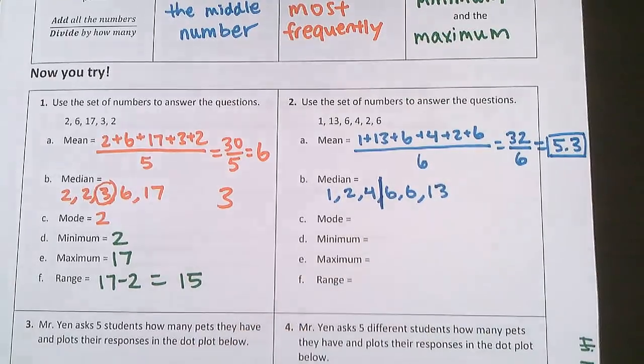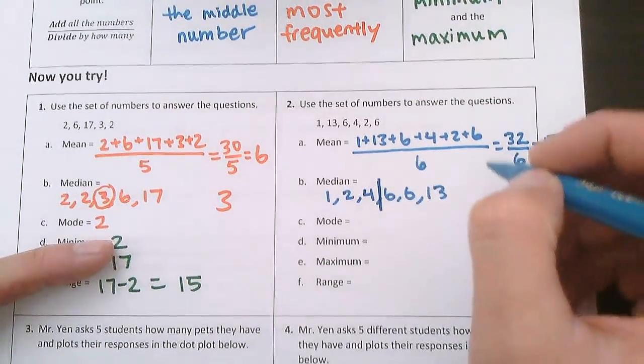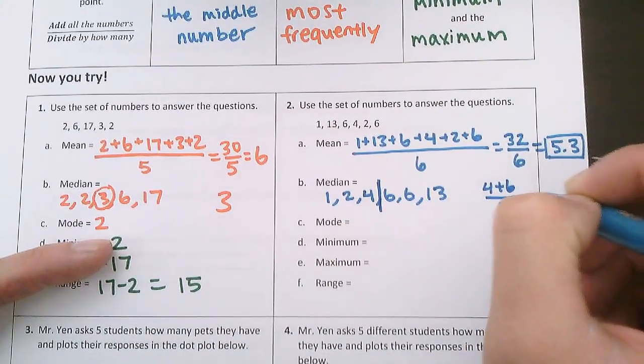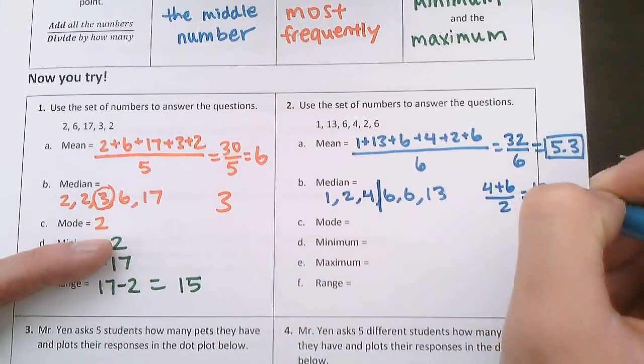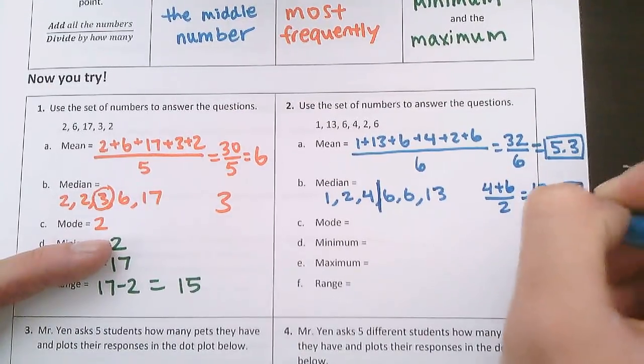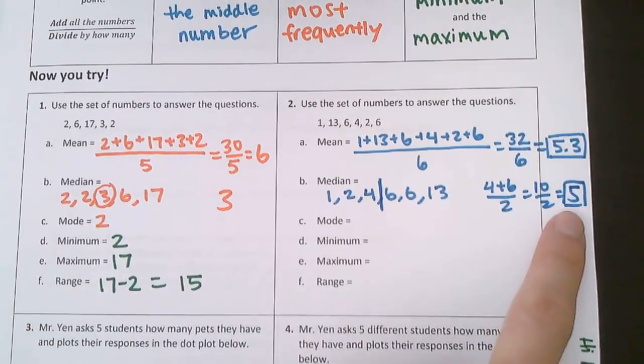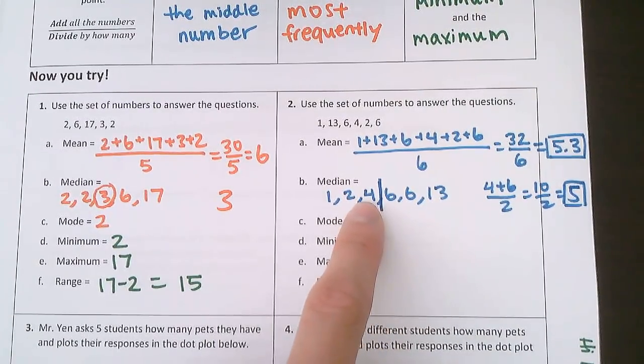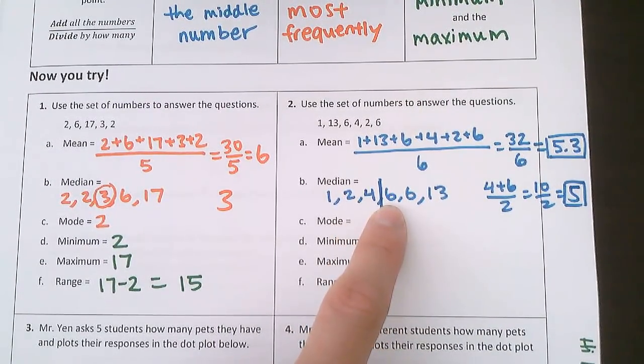So you can think to yourself, what is the average between 4 and 6? Or what number is exactly in between 4 and 6? One way you could figure it out is you can do 4 plus 6 divided by 2. That's 10 divided by 2, which is 5. So 5 is the median. Or sometimes you can just look at it and you know, okay, between 4 and 6, the number that's going to be right in the middle is 5.